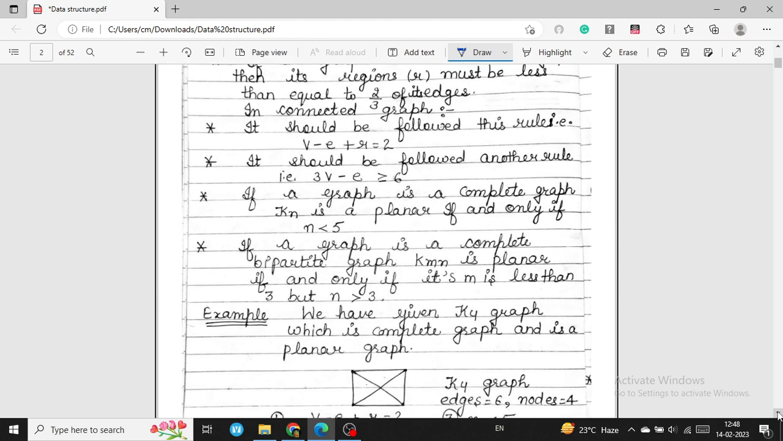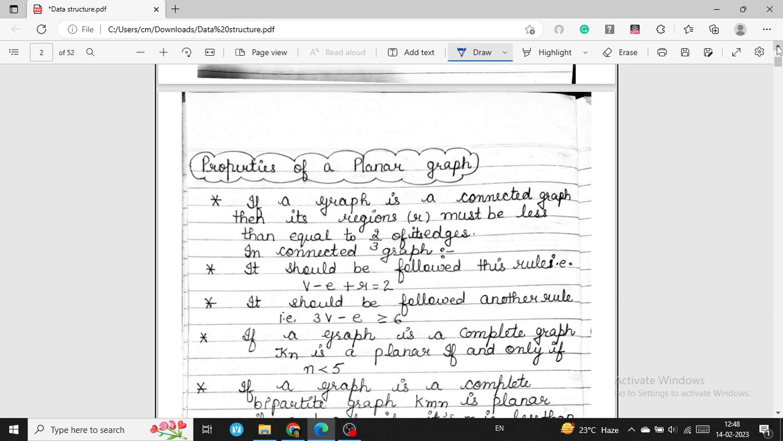There are some properties of a planar graph which we should keep in mind when we check whether a given graph is a planar graph or not. The first property to keep in mind is that if your graph is a connected graph, then its regions must be less than or equal to 2/3 of its edges. It's a rule.